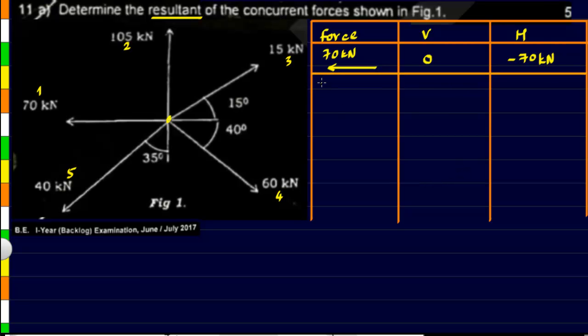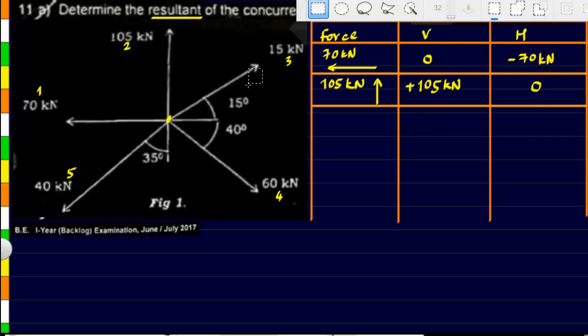The next force is 105 kilonewtons, and we can see it is acting in the vertical direction. So it will not have any effect in the horizontal direction, and all of it will come in vertical. And since it is acting upwards, we will have to take it as positive.